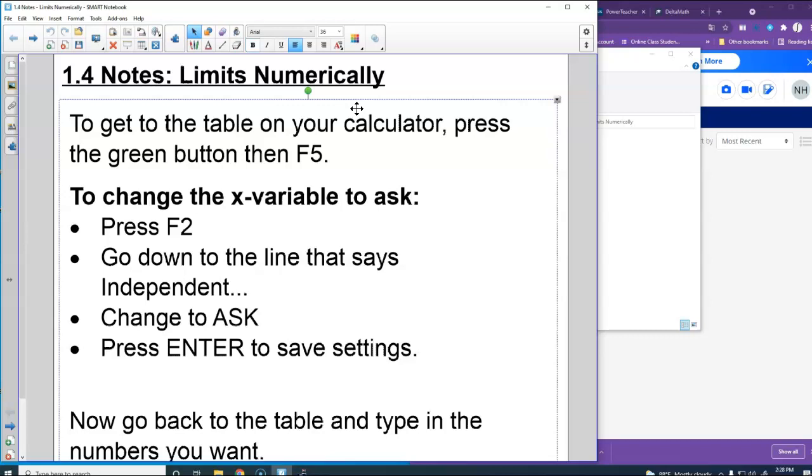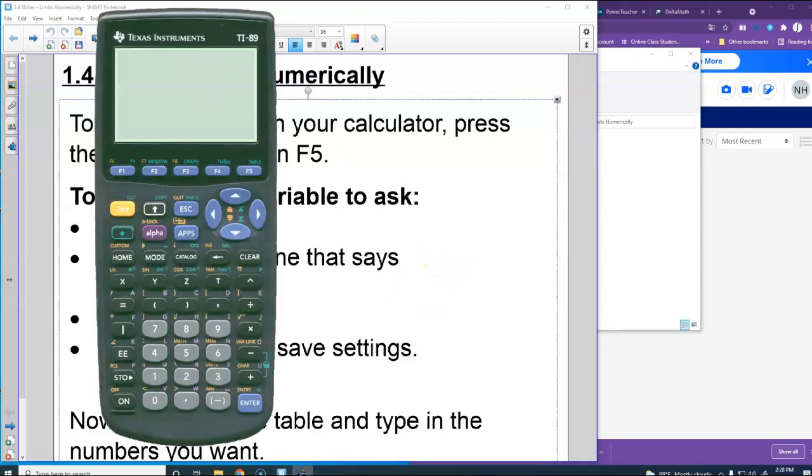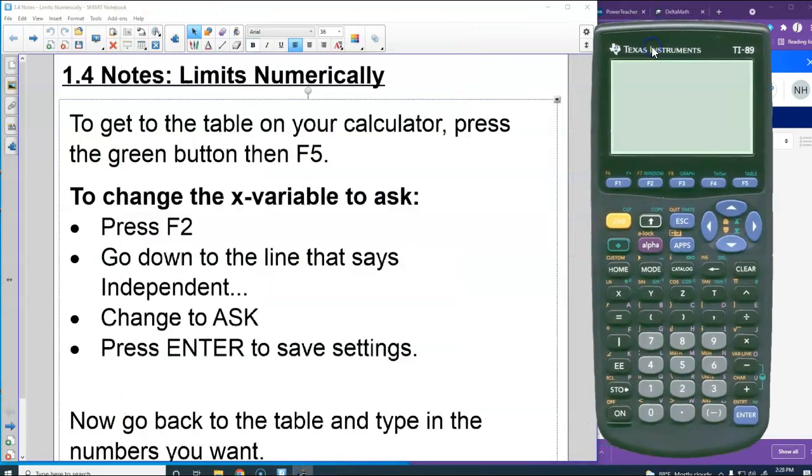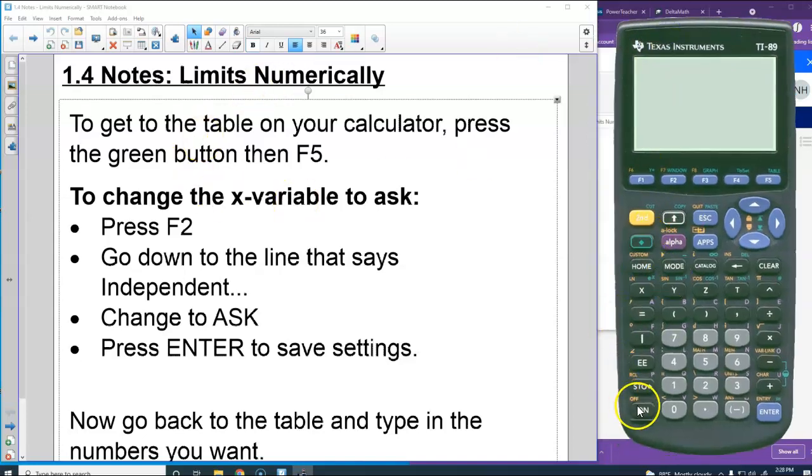Okay, quiet. So we're going to learn just a couple things about how to use the calculator first before we get into numerical limits, okay? So numerical limits, we will be looking at tables of numbers, right? Tables of values to decide what the limits will be. So first we just need to know how to do the table on these calculators because they're a little bit different. So to get to the table on your calculator, you're going to press the green button and F5. You can see it should say in green table above that. So green table.